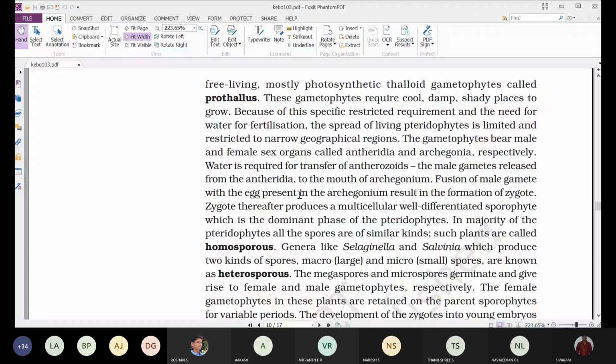And now this zygote thereafter produces a multicellular, well differentiated sporophyte, which is the dominant phase of the pteridophytes. This zygote now develops into the actual plant body that we are observing, which is represented as a sporophyte.